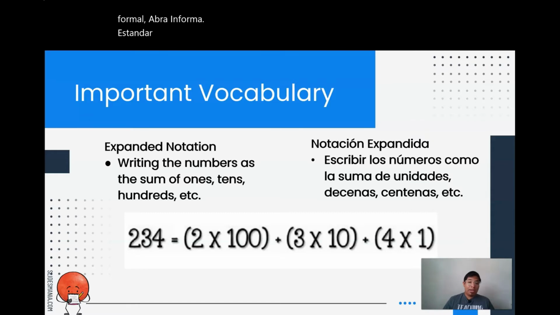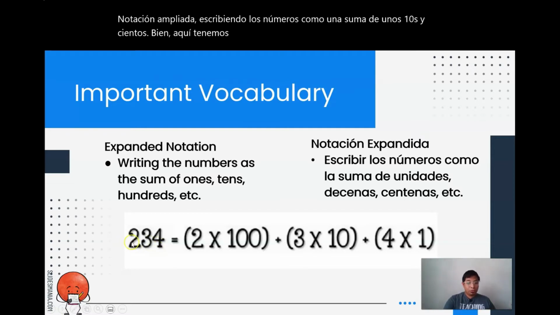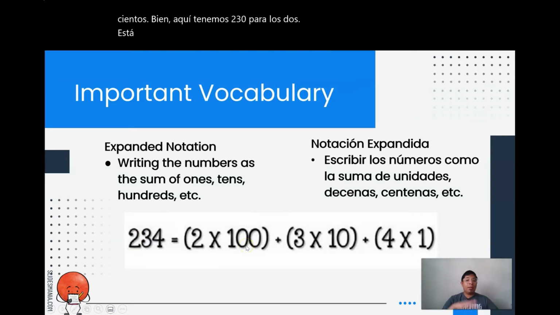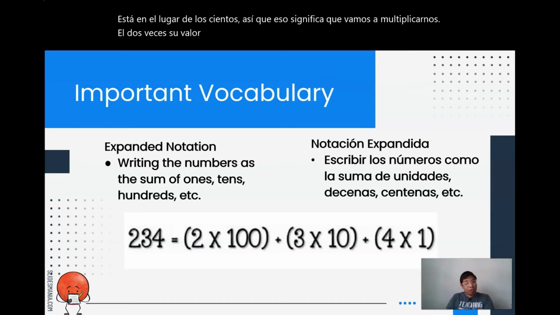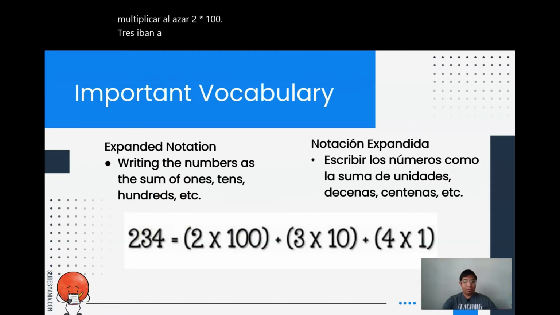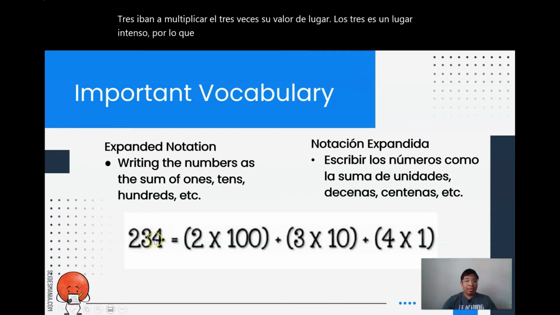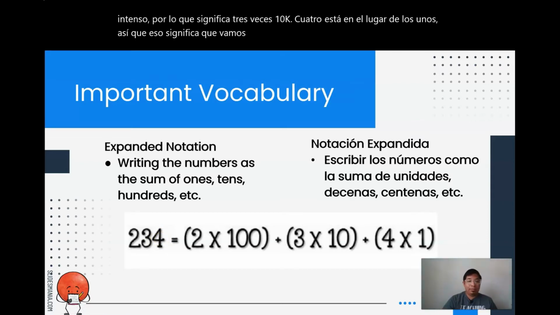Expanded notation. Writing the numbers as a sum of ones, tens, and hundreds. Okay, so right here we have 234. The 2 is in the hundreds place, so that means we're going to multiply the 2 times its place value. Its place value is in the hundreds, so that means we're going to multiply 2 times 100. 3, we're going to multiply the 3 times its place value. The 3 is in the tens place, so that means 3 times 10. Okay, 4 is in the ones place, so that means we're going to multiply 4 times 1. Okay, and that's how you write expanded notation.